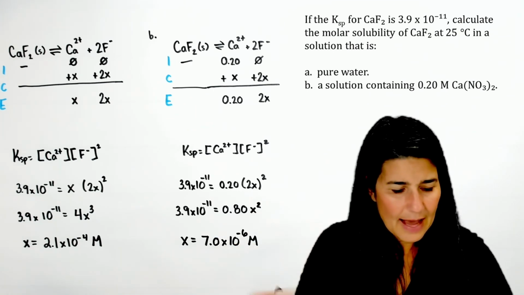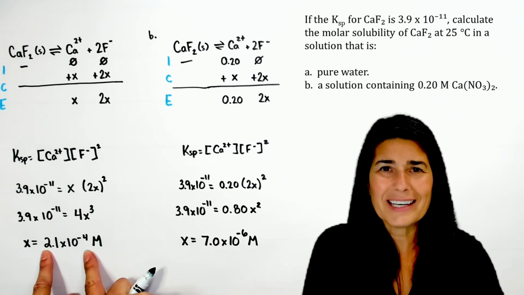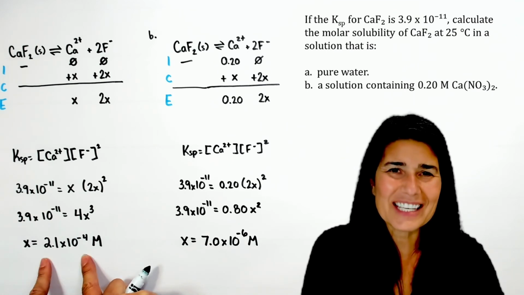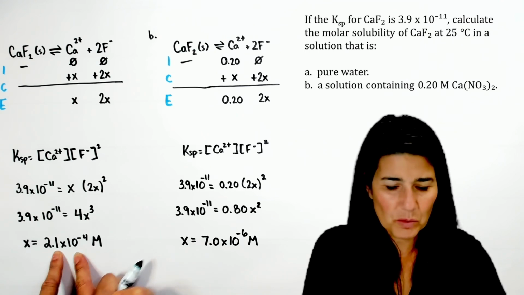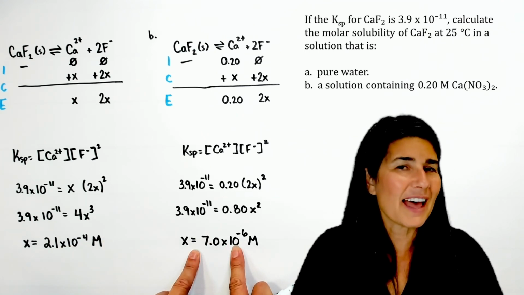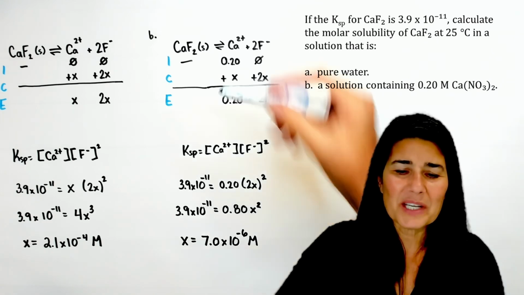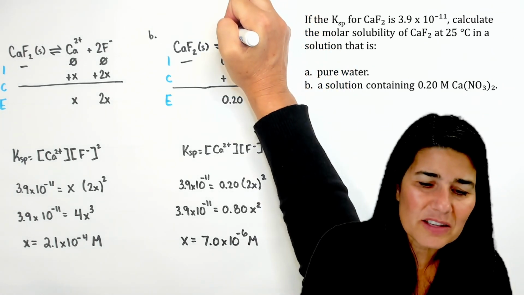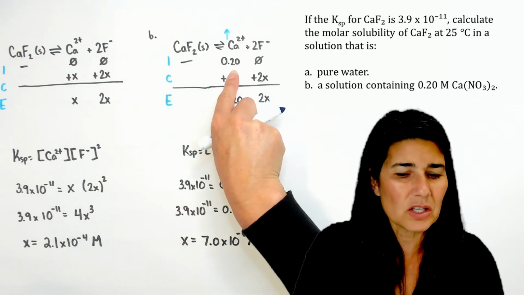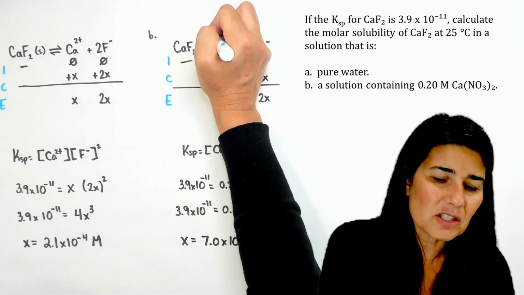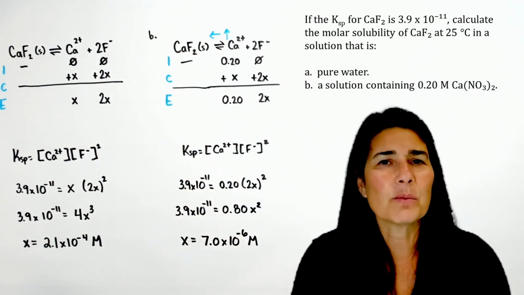Now, if you compare those two solubilities, the solubility in water is greatly increased. This is a bigger number. We have greater solubility in pure water than we did when we had some calcium present. Again, Le Chatelier's principle predicts if we boost the calcium ion concentration, instead of being 0, we're now at 0.2, we should shift to the left over to the solid side, less solid will dissolve.